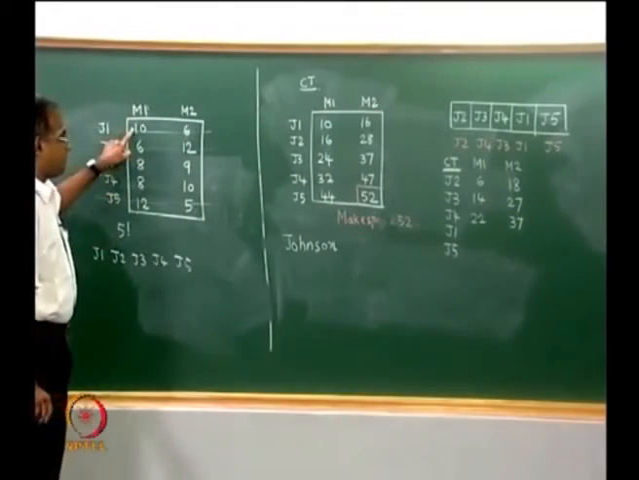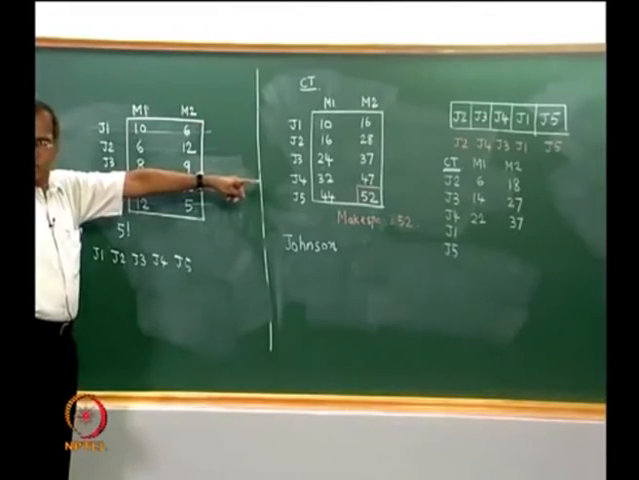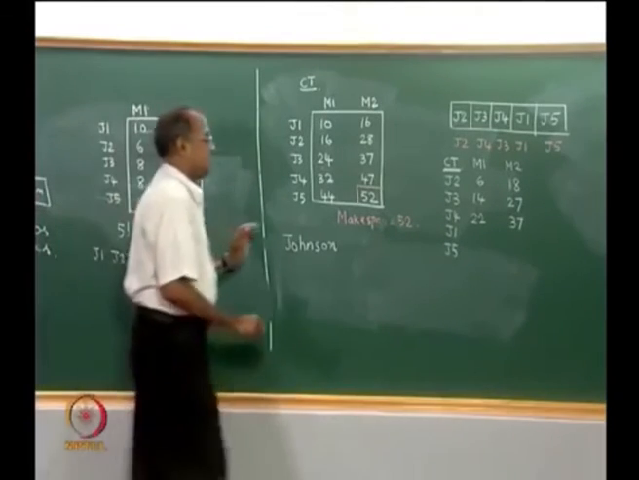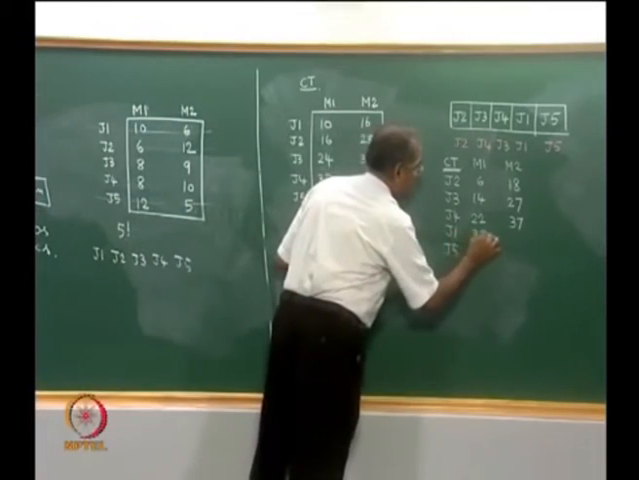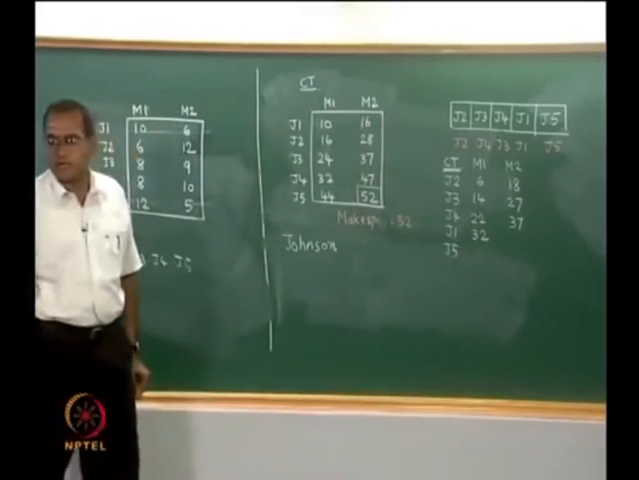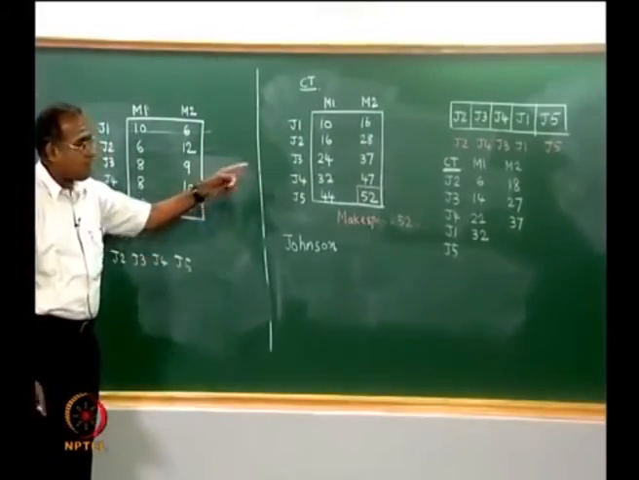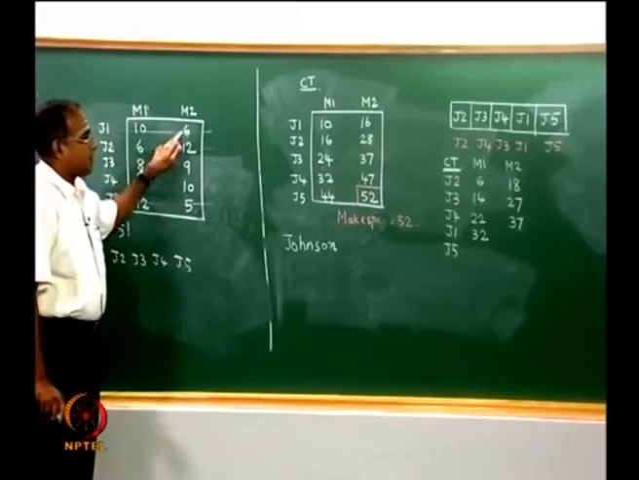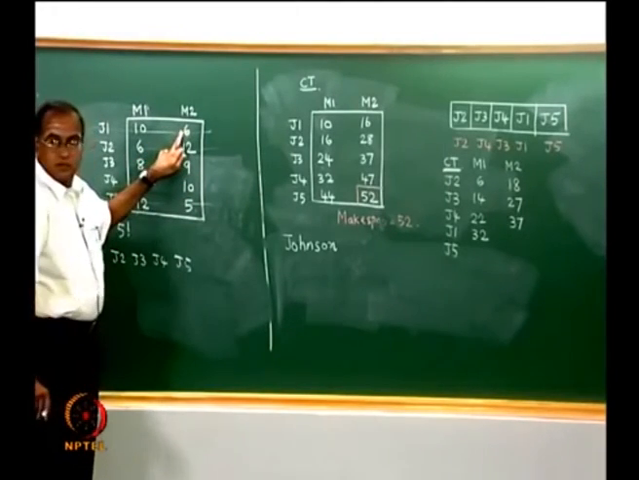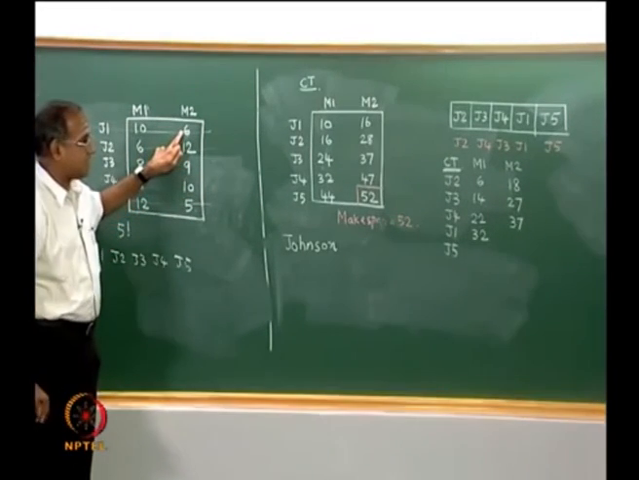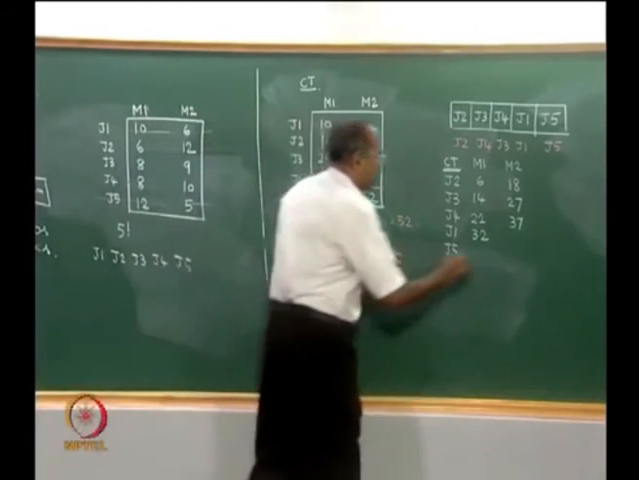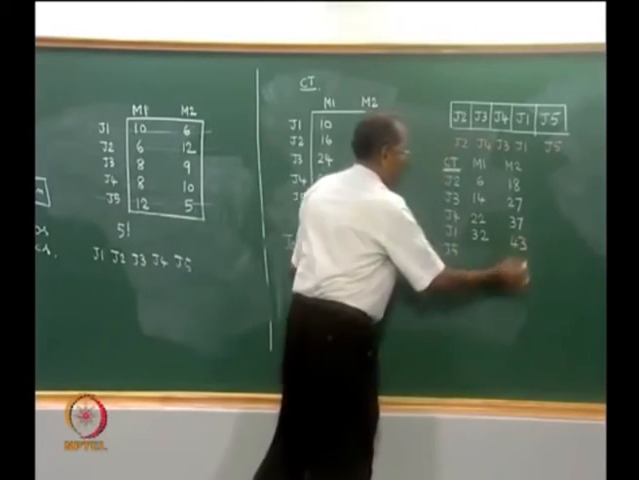Now J1 can start at 22, takes another 10 units of time, finishes at 32, 22 plus 10, has to wait for another 5 units until 37, so takes M2 at 37 plus 6, 43, it comes out.